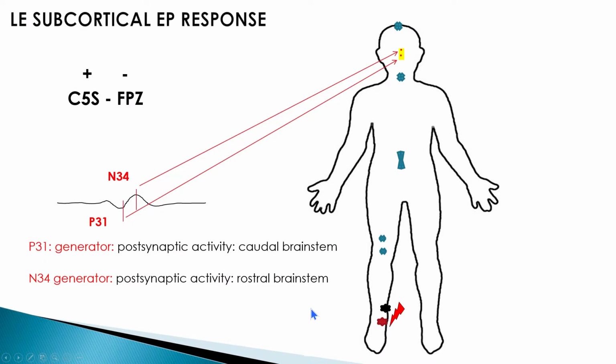The P31 generator is postsynaptic activity from the caudal brainstem. The N34 portion of it is the rostral brainstem. The N34 represents postsynaptic activity from the rostral brainstem. It's being recorded by FZ, reference to C5 and non-cephalic reference. I'm going to stimulate at the posterior tibial nerve, record through the popliteal fossa, through the lumbar potential, up through the brainstem. Now you'll notice the lower SSEP does not have a cervical response. This is a brainstem response that just happens to be referred to the C5 spine electrode. So that's used as a reference.